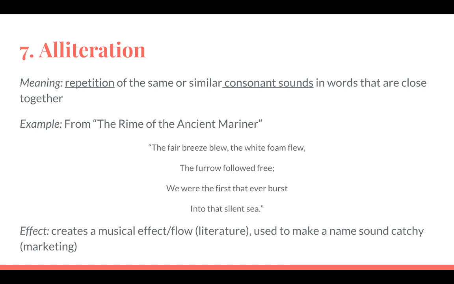We also see alliteration used a lot in marketing, and that's usually just to make the name sound catchier. So when you think of major chains like Bed Bath & Beyond or Krispy Kreme, there's usually some sort of alliteration there because it sticks in your head a little bit easier.